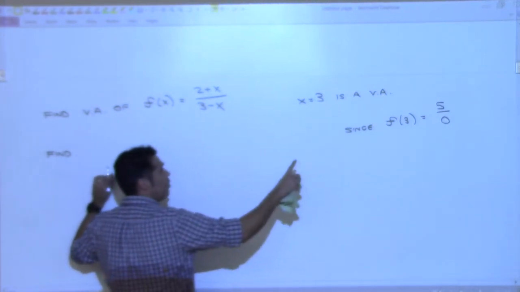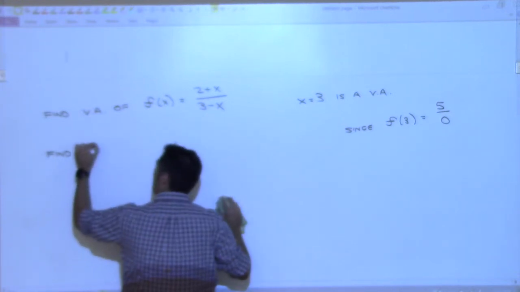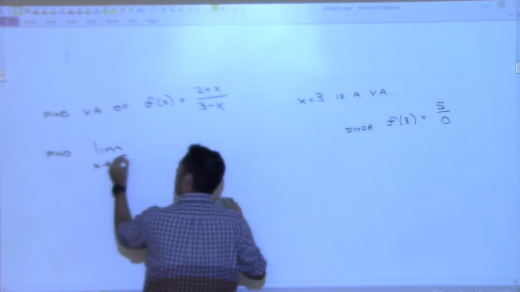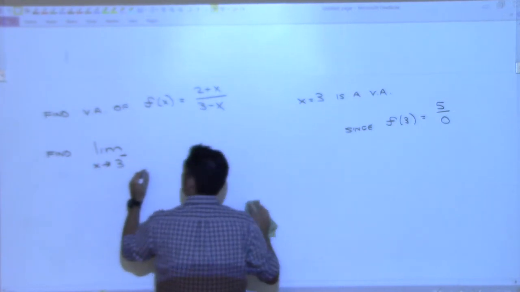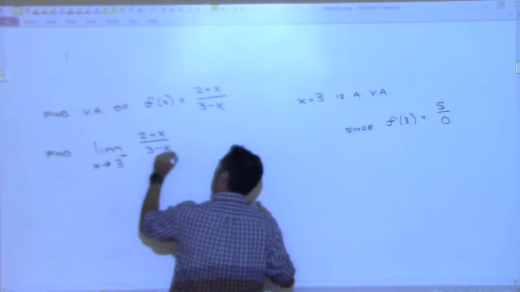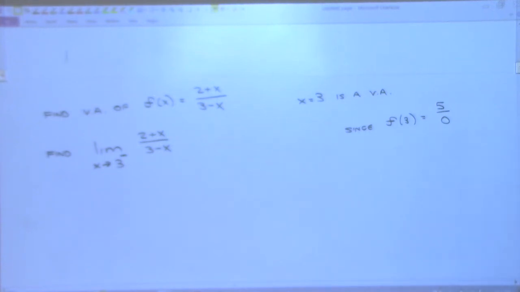The only interesting point here is at 3, because 3 is where things get all jacked up in this thing, right? So find the limit as x approaches 3 from the left-hand side of the function 2 plus x over 3 minus x. You all ready? Deep breath. Here we go.